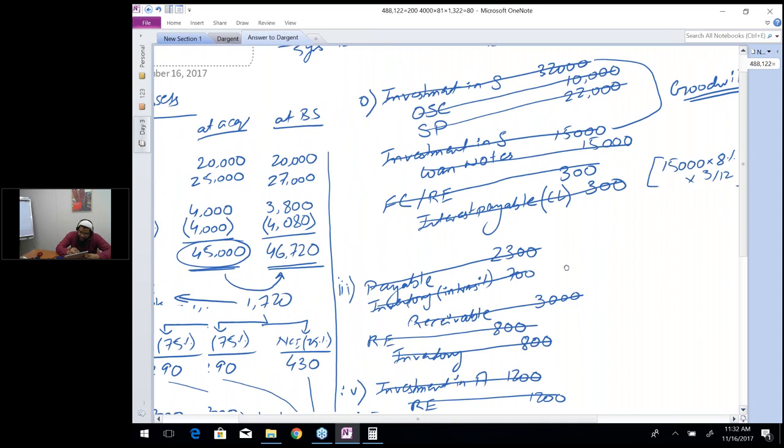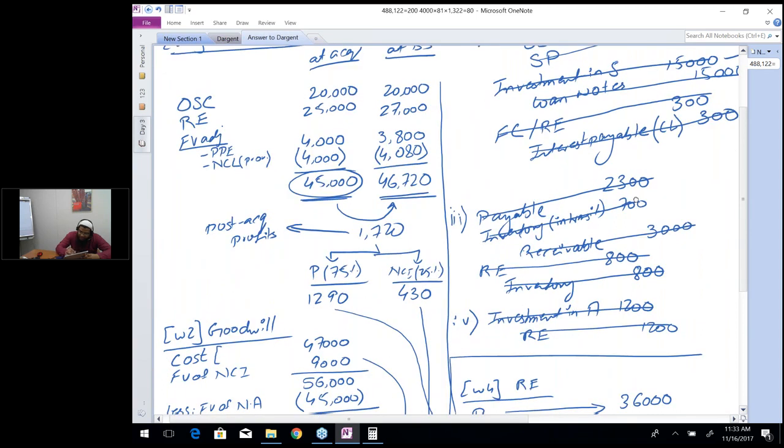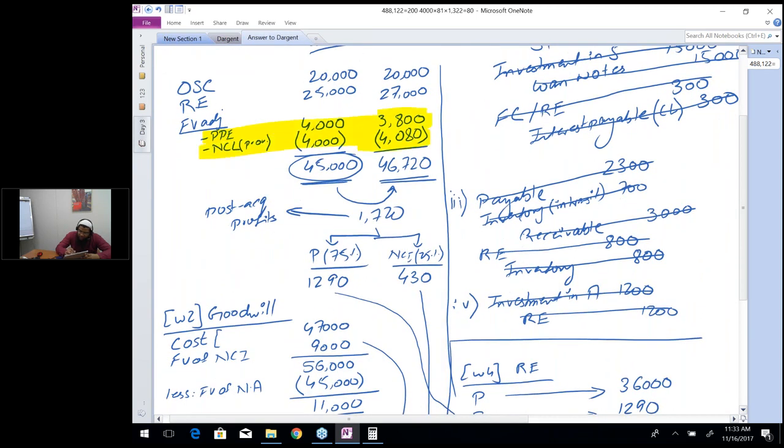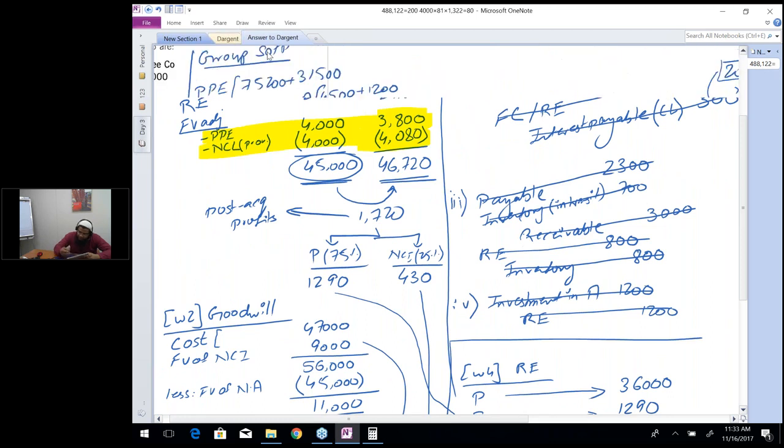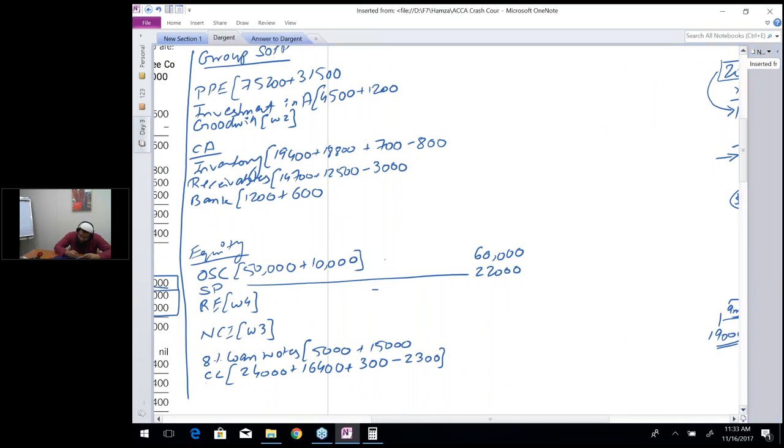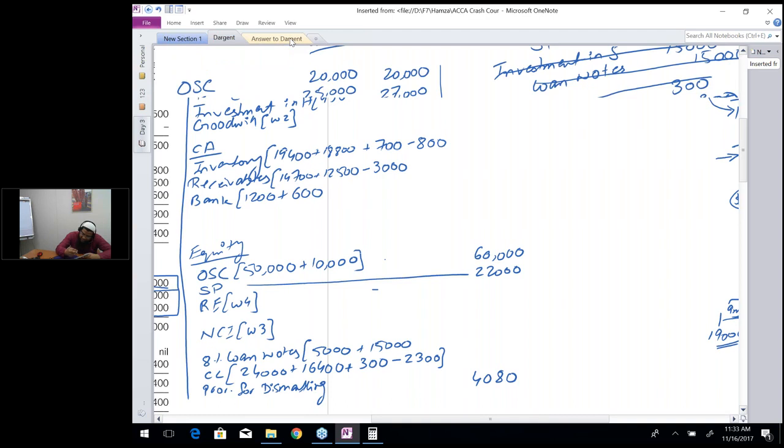So if we see, we have actually recorded some fair value adjustments in this. So this 3800 and 4080 is also to be included. So 4080 to be written as a provision for dismantling. This is a part of non-current liability. And in the property, plant, equipment, we have to add what amount? 3800.